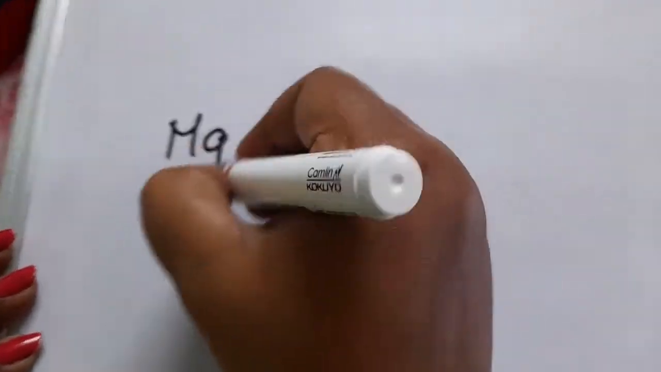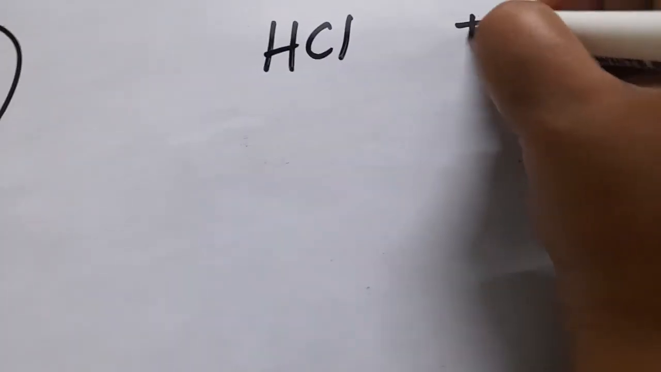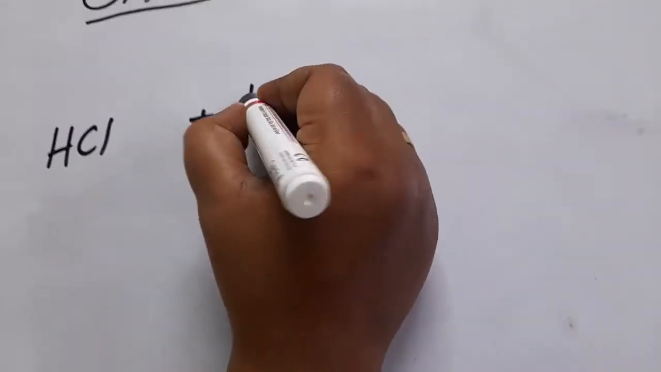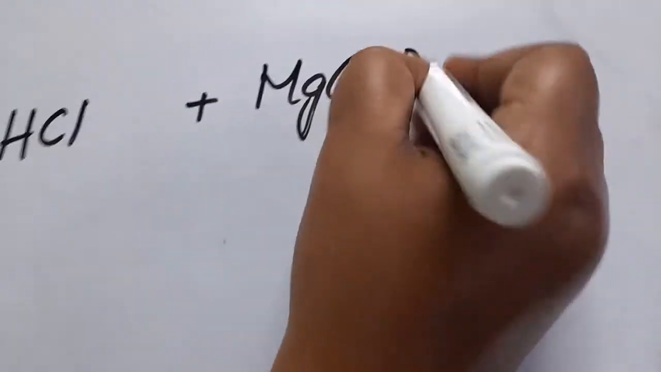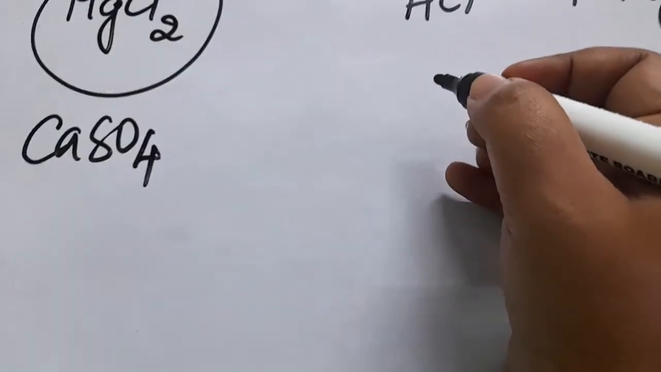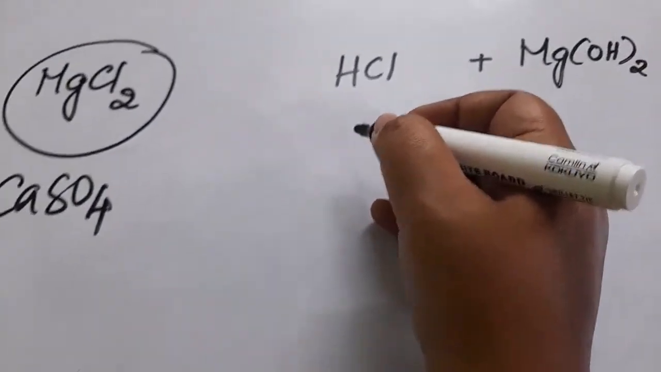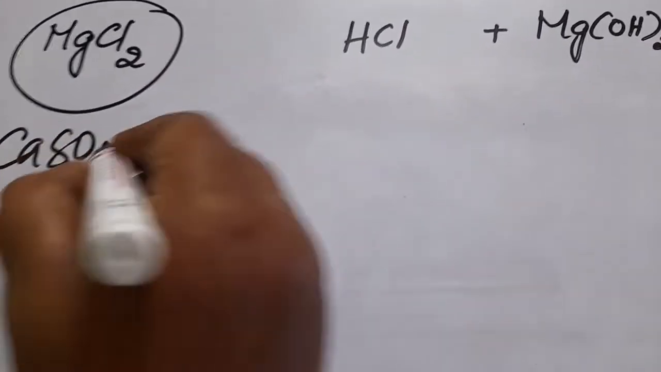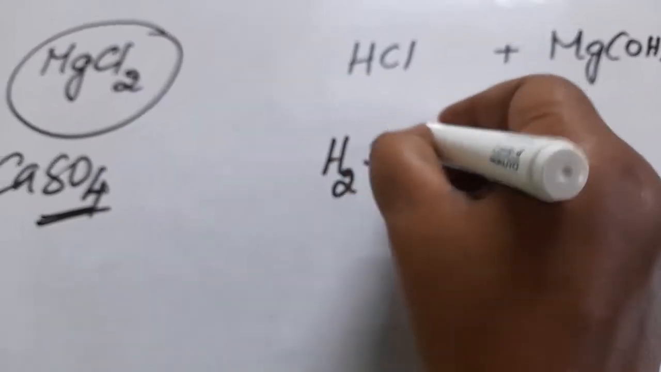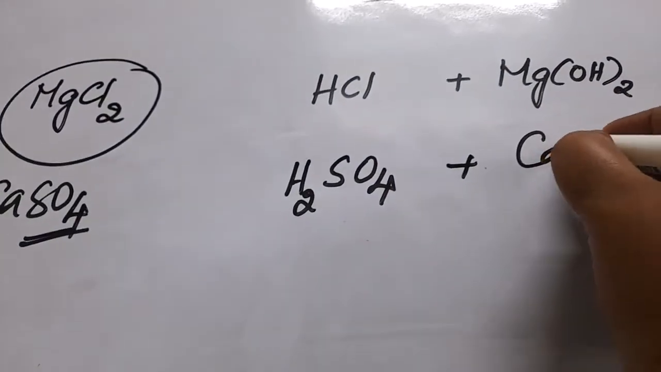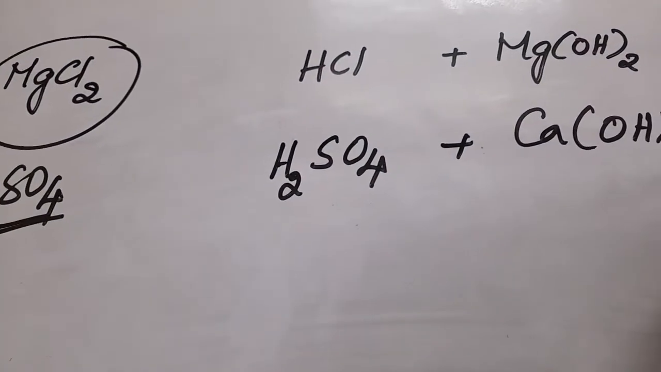Now, here there is magnesium chloride. From the salt itself, we can identify the acid and base involved in its formation. The acid will be HCl. And what is the base or alkali which is formed with magnesium? Yes, magnesium hydroxide. Now calcium sulfate. In calcium sulfate, the acid will be an acid containing sulfate. Which acid will it be? Yes, sulfuric acid, and the alkali will be calcium hydroxide.